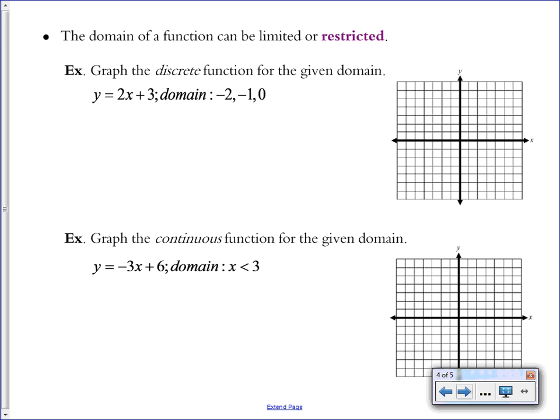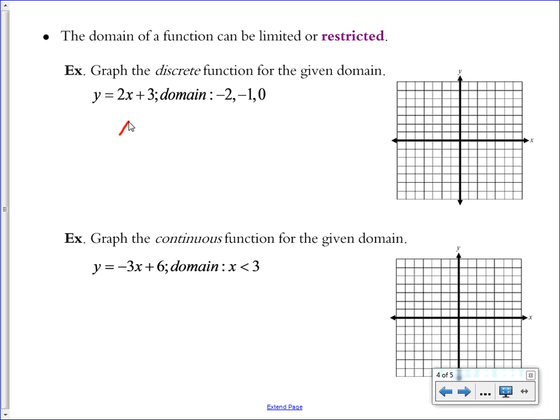Now, the domain of a function can be limited or restricted if it's shown. In the first example here, it says graph the discrete function for the given domain. So discrete just means it's going to give you some specific points, and those points are not to be connected. A discrete function doesn't happen that often, but if you see that word discrete, it means show each point separately and discretely, but don't connect the dots into any kind of curve or line. Just show the points. And they're giving me specific points to use here.